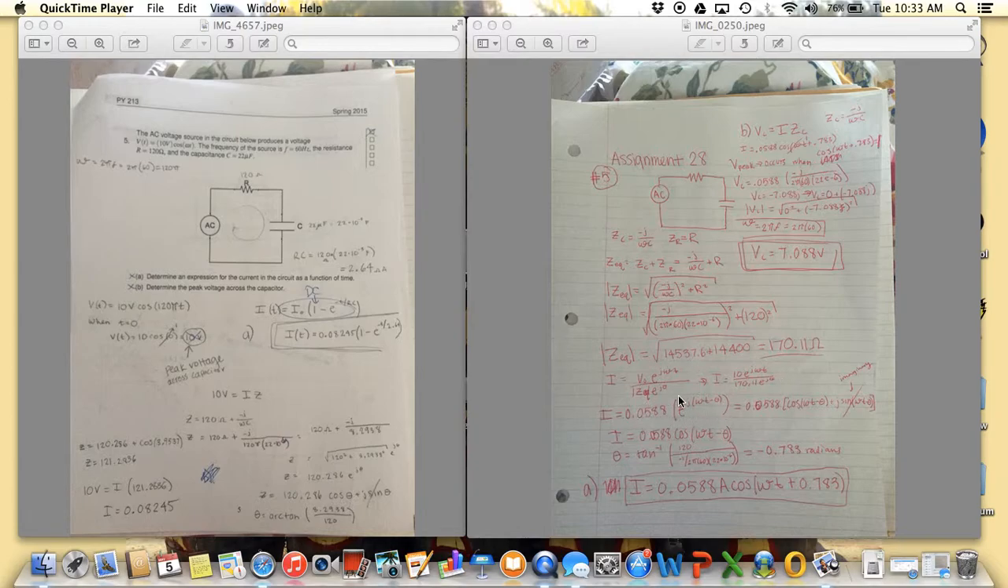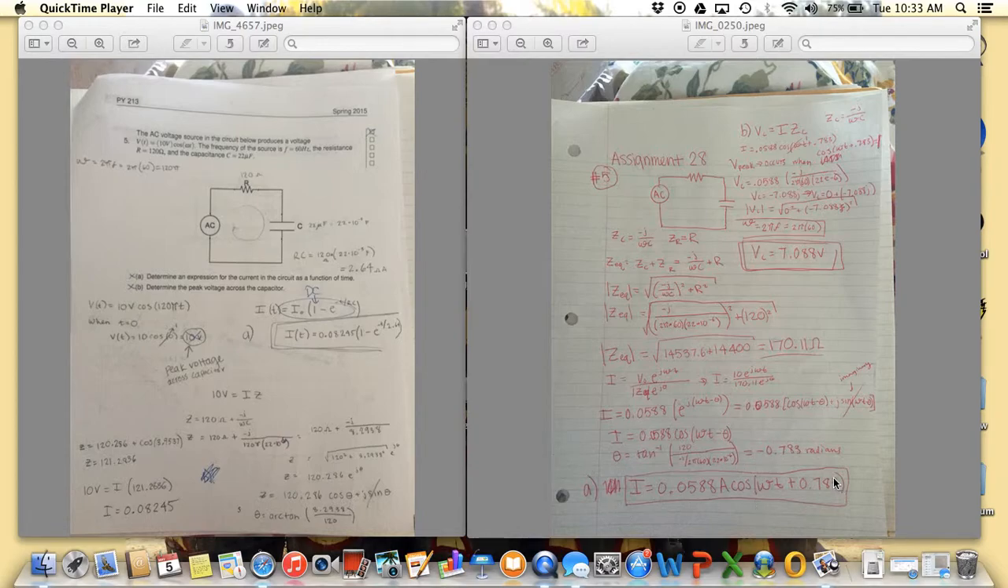And then we rewrite this term in terms of cosine and sine, but because the sine term is imaginary, as the j is out in front, we just cancel this out because we're only taking the real part. So we can rewrite it in terms of 0.0588 cosine omega t minus theta. And theta is just the inverse tangent of the impedance of the resistor over the impedance of the capacitor. So we get theta equal to negative 0.0783 radians.